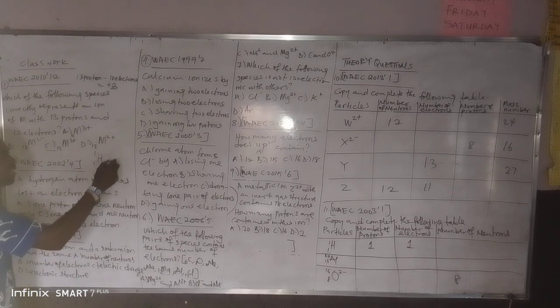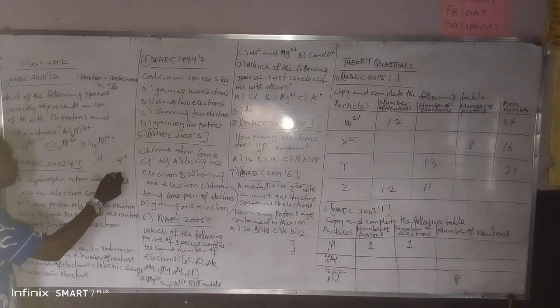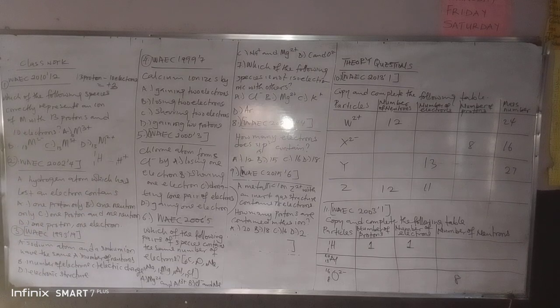So if you lose that 1 electron to form H+, it's going to be left with only 1 proton, no electron, no neutron. So a hydrogen atom which has lost an electron contains 1 proton only. And I've told you in the previous class that the hydrogen ion is often called a proton because out of the 3 subparticles it has only the proton. It doesn't have a neutron before. The only electron the neutral atom has is lost to carry a positive charge.